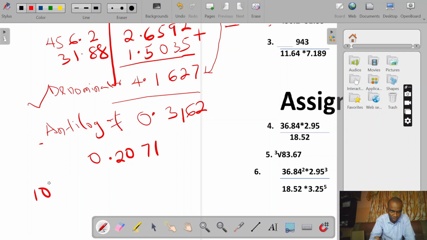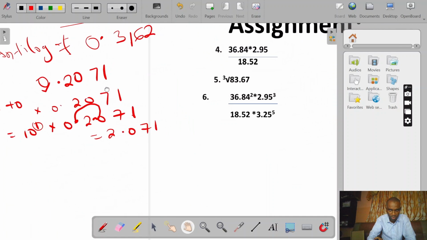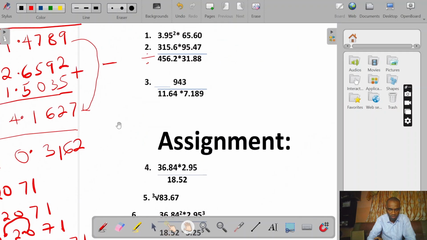So I'll now say 10 raised to the power 1 times 0.2071. Meaning this 1 means I'm moving the decimal point just once. So the answer becomes 2.071. Okay, let's confirm if this is correct or approximately correct.